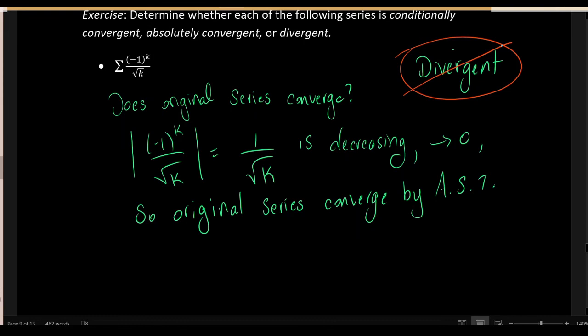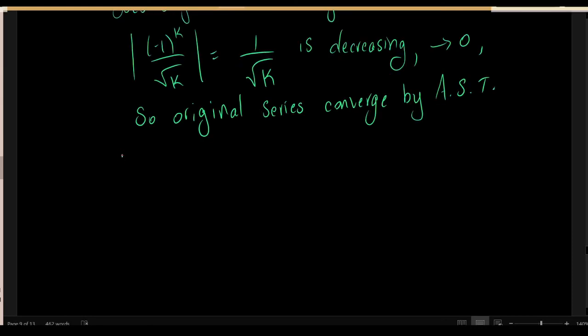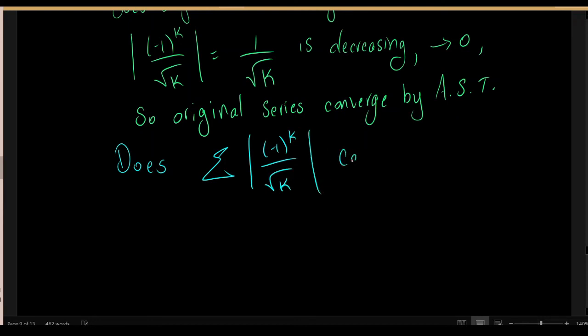And the next thing that we need to determine is, is this series conditionally convergent or absolutely convergent? Which one of those two remaining cases is true? So the next thing that we need to do is ask ourselves, does the series of absolute values converge? In other words, does the series of 1 over square root k converge?